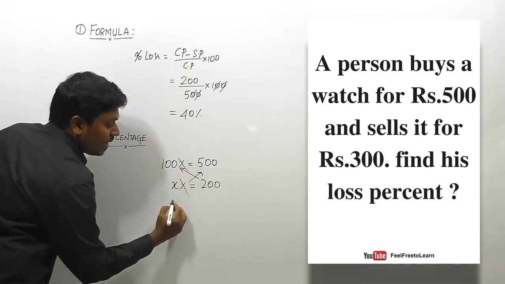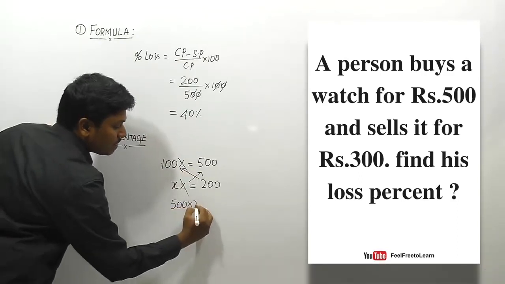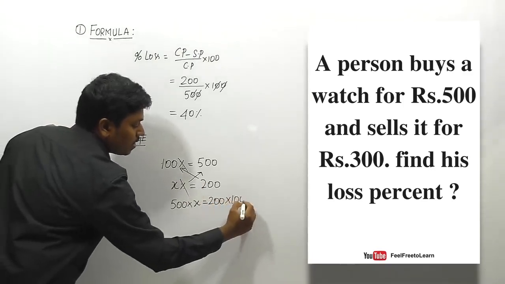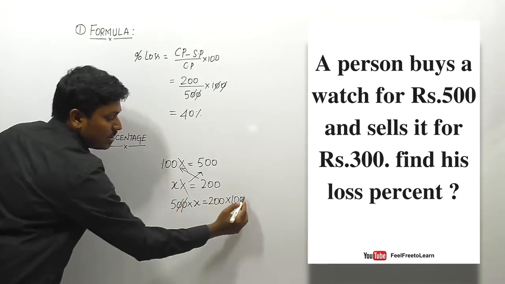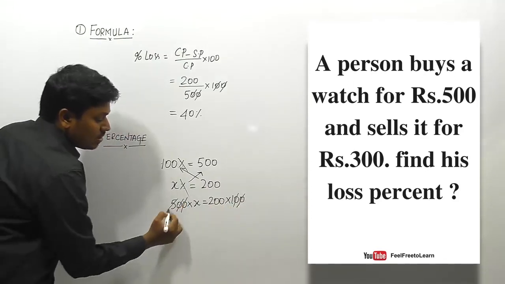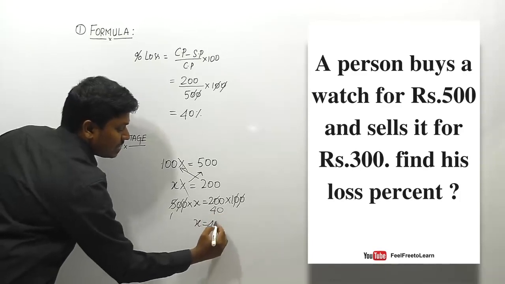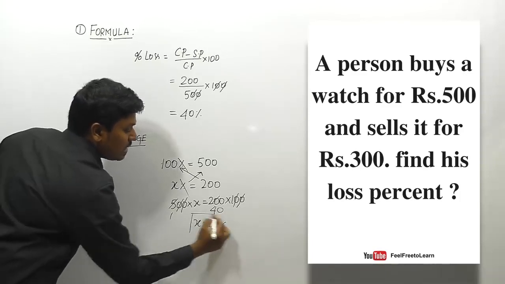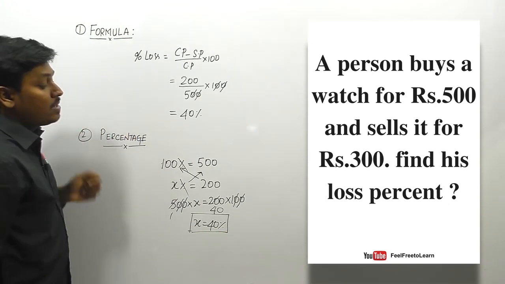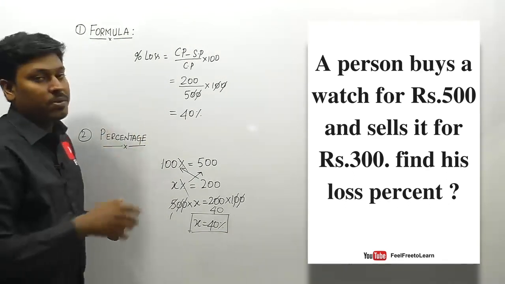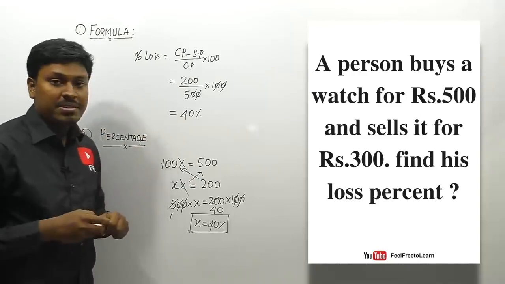So x into 500 will be 500 into x, and here it is 200 into 100. So easily we can cancel the zeros. Similarly we can cancel 0 and 0. So 1 5 is 5, 5 4s are 20, 40. So finally we can say that x is equal to 40, where 40% will be the loss. So friends, after solving by both methods, we can surely say that the answer for question number 2 will be 40%.